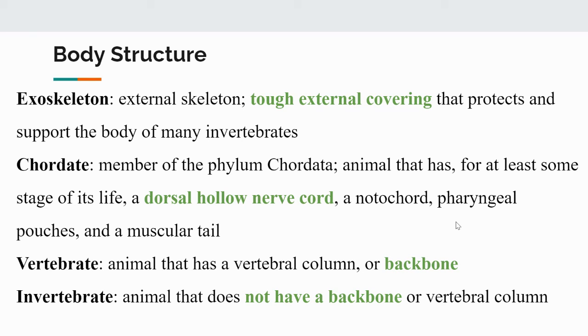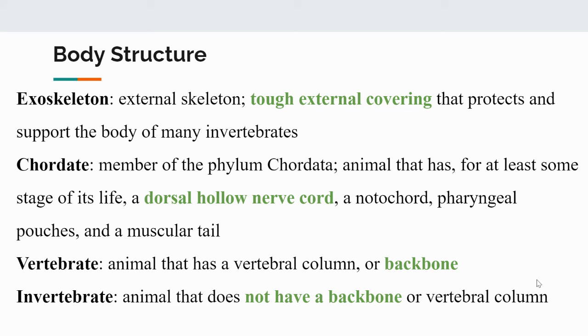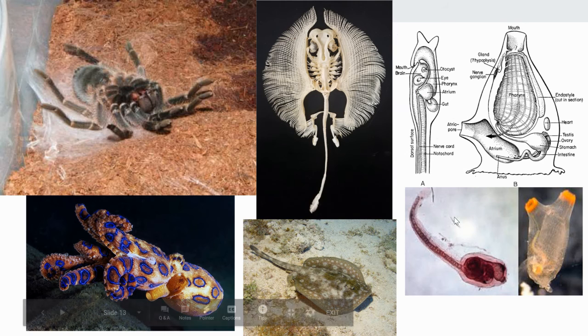Vertebrates have a vertebral column or a backbone. So if the organism has bones that surround that nerve cord, it is a vertebrate. And if it is an invertebrate, it might have the nerve cord, but it does not have a backbone around the nerve cord. So exoskeleton is an external covering or external skeleton. Chordate means it has a nerve cord. Vertebrate has a backbone, and invertebrate does not have a backbone. I'll show you some images of that.